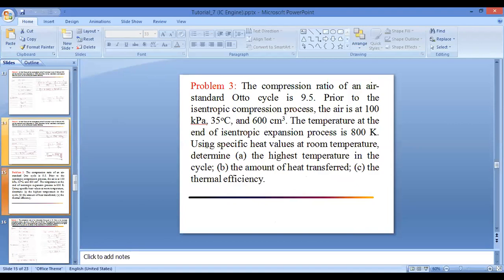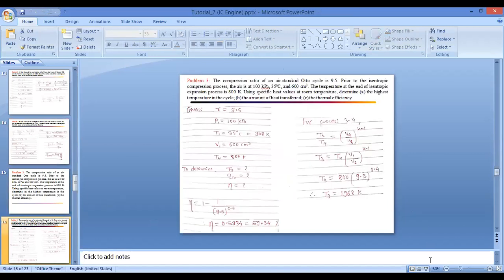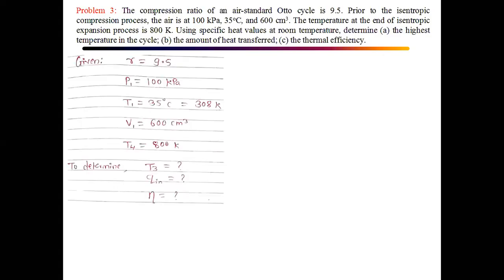Using the specific heat values at room temperature, determine highest temperature in the cycle. So we have already discussed that highest temperature means T3. Amount of heat transferred, Q in as well as Q out, and the thermal efficiency. Okay, so just write down the given things: compression ratio, pressure, volume, temperature, and the temperature at the end of expansion process T4, which is 800 Kelvin.